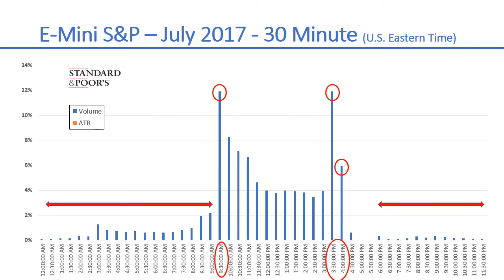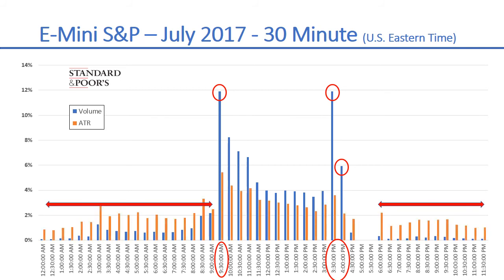Now let's add the gold bars, which show the percentage of trading range that occurred in each time slot. Note that in the overnight hours, there is a disproportionately high trading range relative to volume. This is seen in many markets. Most people would view this combination of higher risk and lower liquidity as very unattractive.